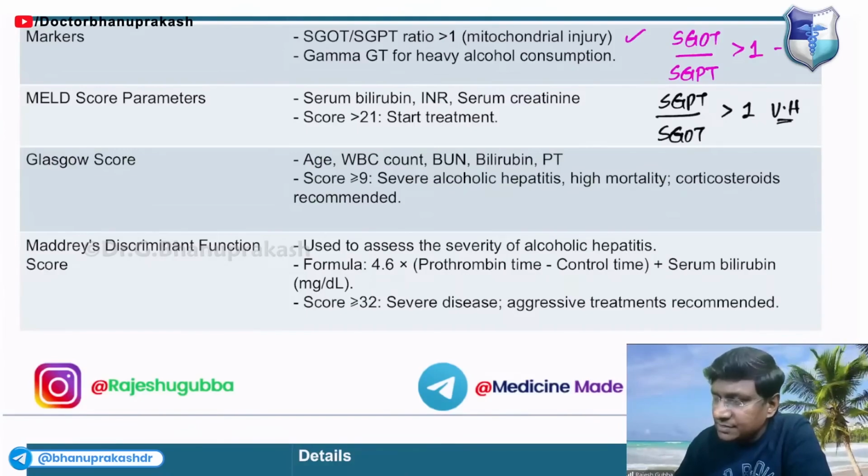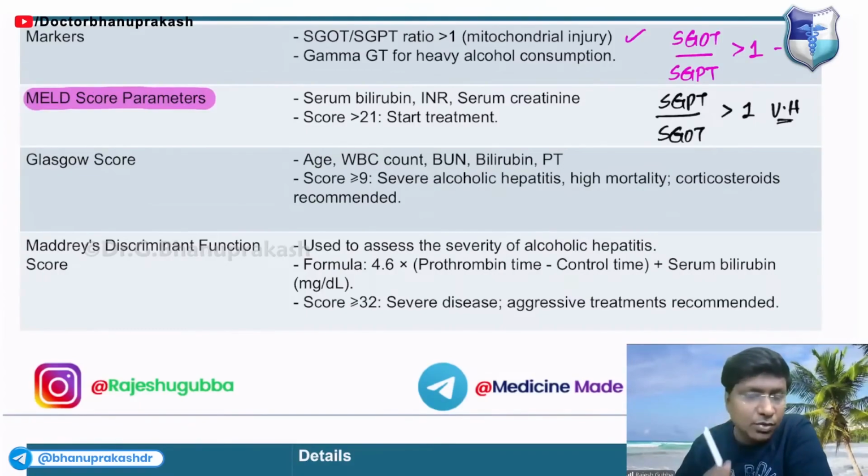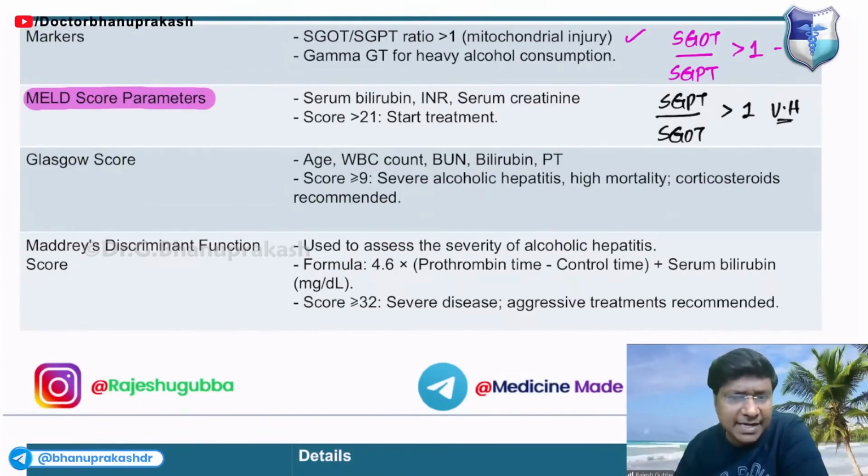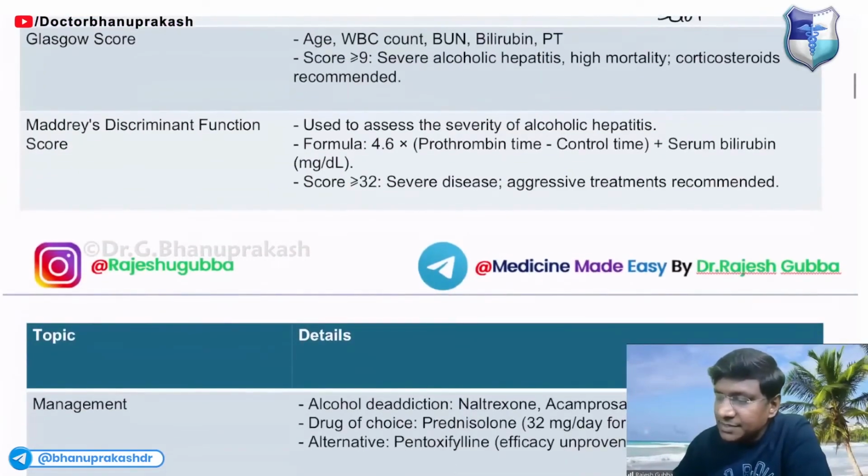Now, the next important thing is, just now I was discussing the MELD score. What are the parameters in the MELD score is a very commonly asked question. The parameters are bilirubin, INR, as well as serum creatinine. But what is the importance of the MELD score? The MELD score will decide when to start the treatment. If the score of the individual is more than 21, that is when you need to start the treatment with steroids. The treatment that you need to give is steroids, but the score should be more than 21.